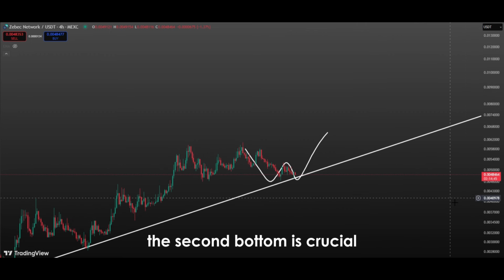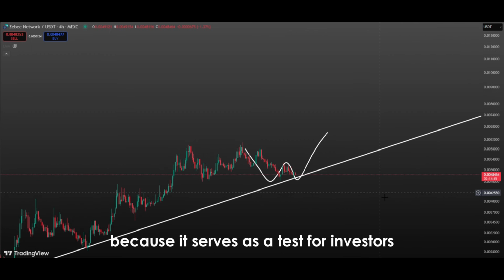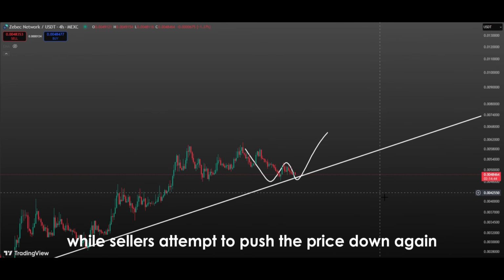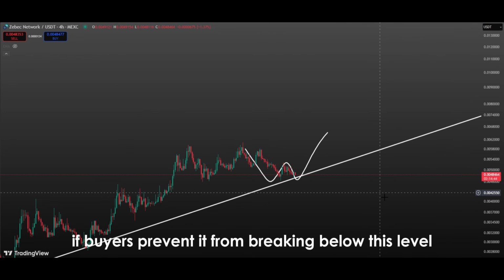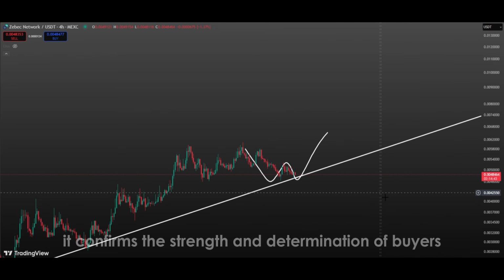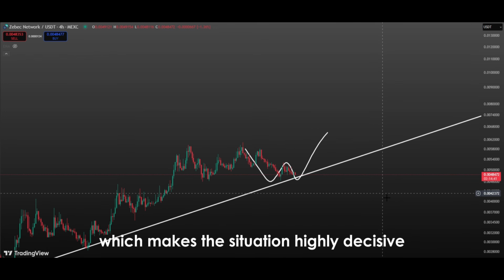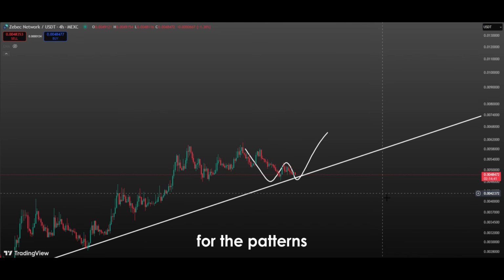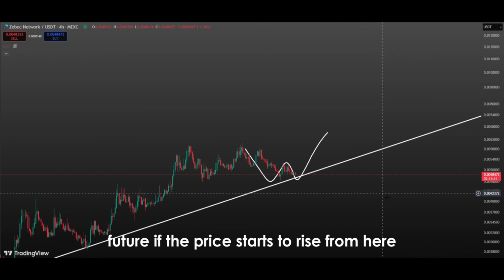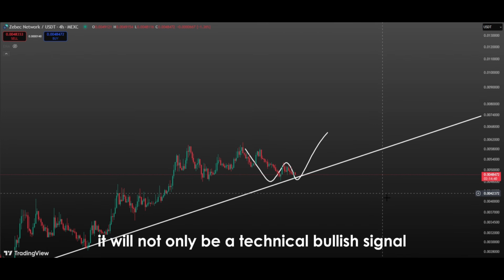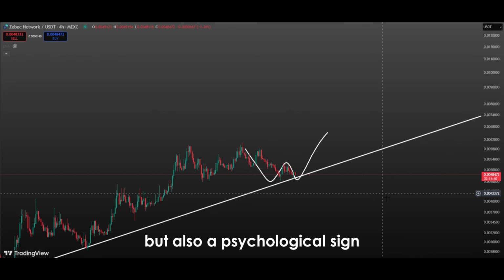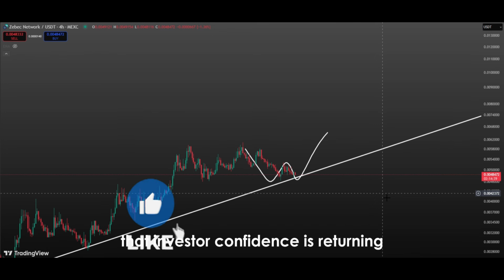The second bottom is crucial because it serves as a test for investors. While sellers attempt to push the price down again, if buyers prevent it from breaking below this level, it confirms the strength and determination of buyers in the market. In the current scenario, the price is precisely at this second bottom, which makes the situation highly decisive for the pattern's future. If the price starts to rise from here, it will not only be a technical bullish signal, but also a psychological sign that investor confidence is returning.